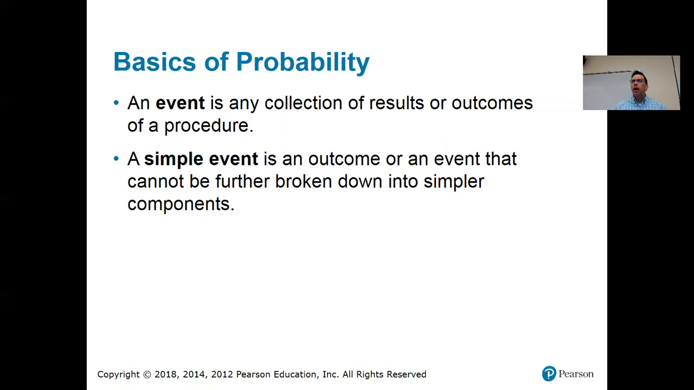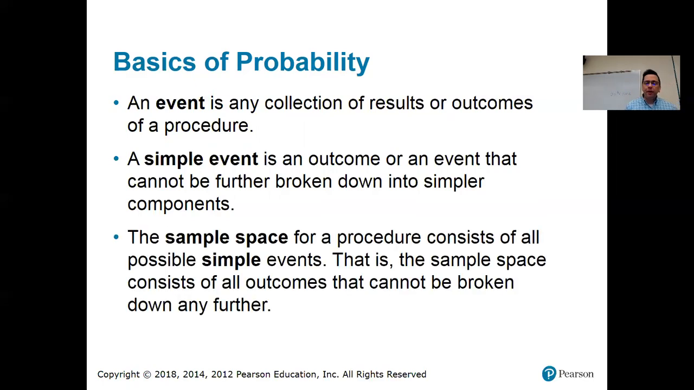Let me just say, I am not used to this term simple event. I prefer the term outcome. So every so often you might hear me slip up and say outcome. When I say outcome, I'm talking about a simple event. And then you have the sample space for a procedure, and I'm used to calling a procedure an experiment. That consists of all possible simple events, all possible outcomes. So the sample space consists of all outcomes that cannot be broken down any further.